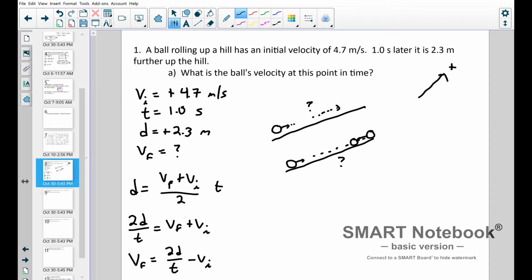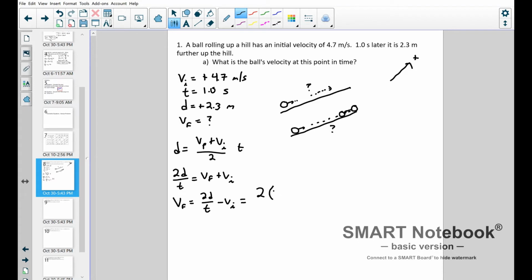Once I have solved my formula, I'm going to put in the information that I know from the problem, being very conscious of the signs of these quantities. These are all positive, so it doesn't matter too much there, but some of them could be negative in a different problem. 2 times 2.3 over 1.0 minus 4.7. And when I put that into my calculator, I get an answer of negative 0.1.